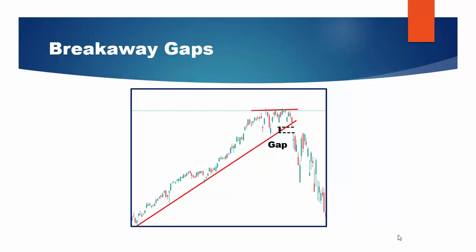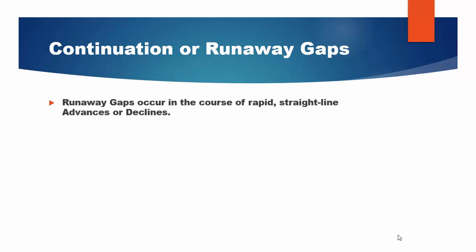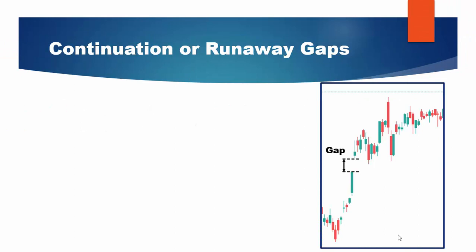The next type of gaps, which are more important than previous types, are continuation or runaway gaps. These gaps occur in the course of rapid straight line advances or declines. You can distinguish this type from previous ones easily because it's not related to price congestion. These gaps show us a strong trend. We can also have a target measurement for them. This example shows a runaway gap.